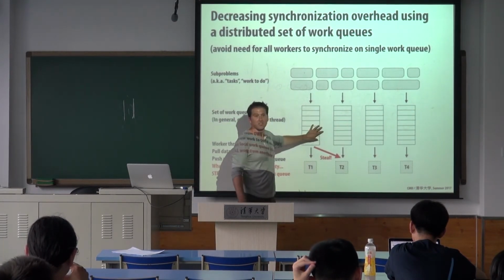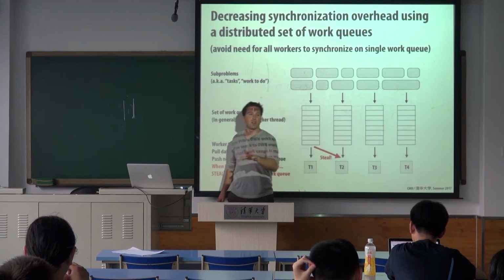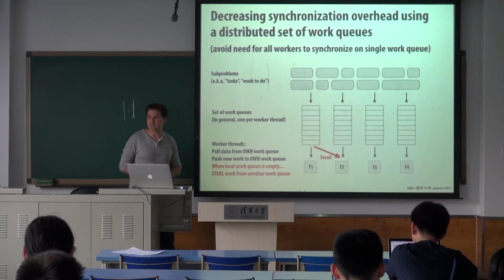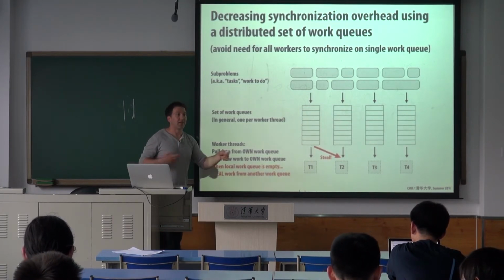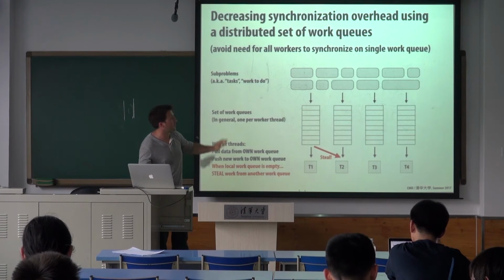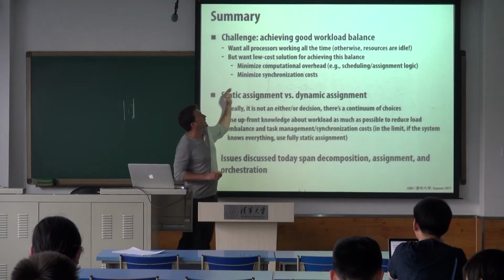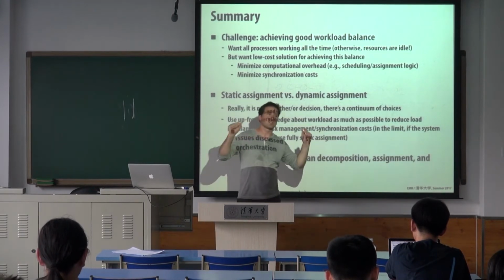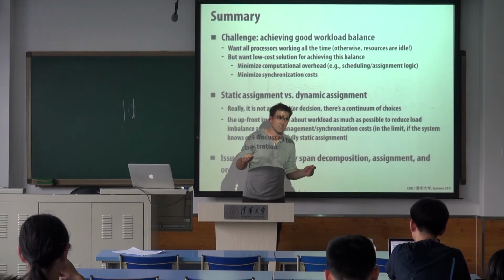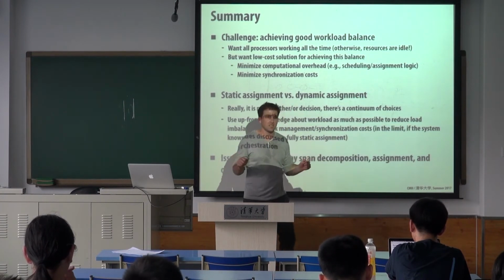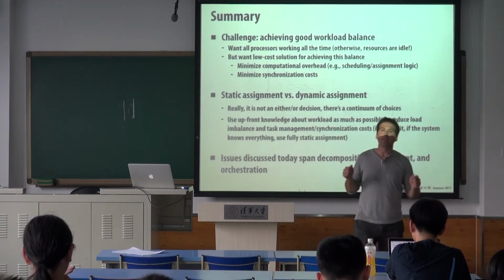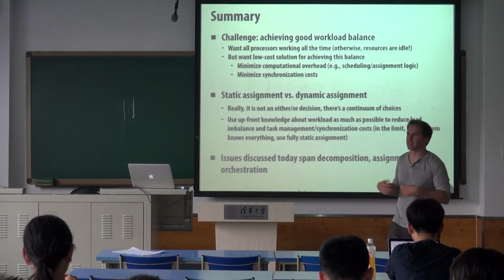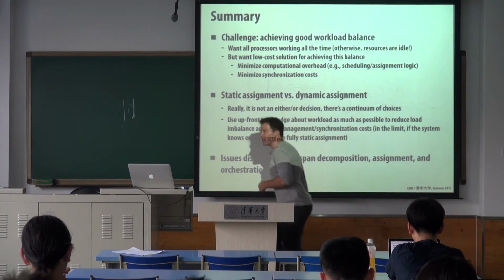So every processor has its own queue. And I'm going to talk now in the second lecture today about how we can implement a system that actually has multiple queues. Okay, so the summary of the first part is that the challenge is achieving good workload balance. I want all of my workers to always be working. And I do not want to waste too much time figuring out who should do what, because if I waste too much time, that's going to be hurting my speedup.